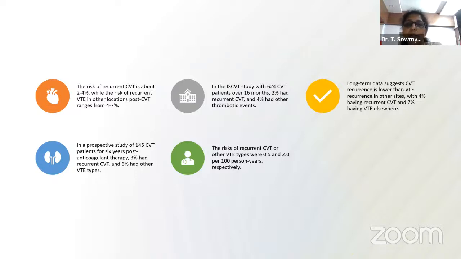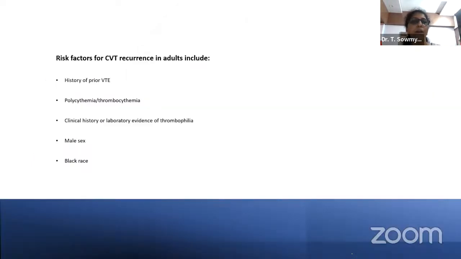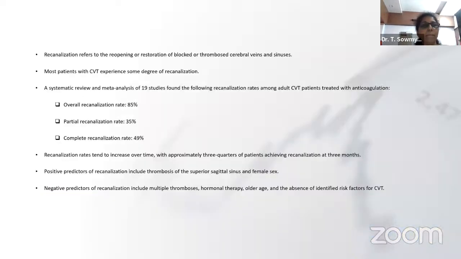And the risk of CVT or venous thromboembolism was 0.5 and 2 per 100 patient-years respectively. The risk factors of CVT recurrence in adults are history of prior venous thromboembolism, polycythemia, thrombocythemia, clinical history or laboratory evidence of any thrombophilia, male sex, and black race.